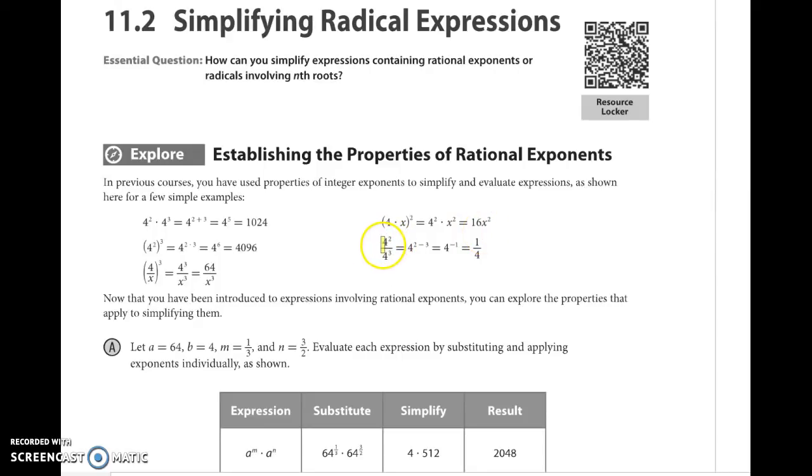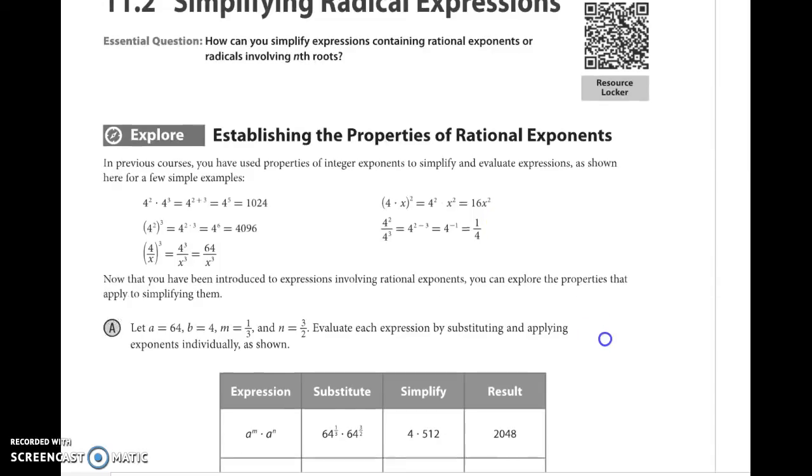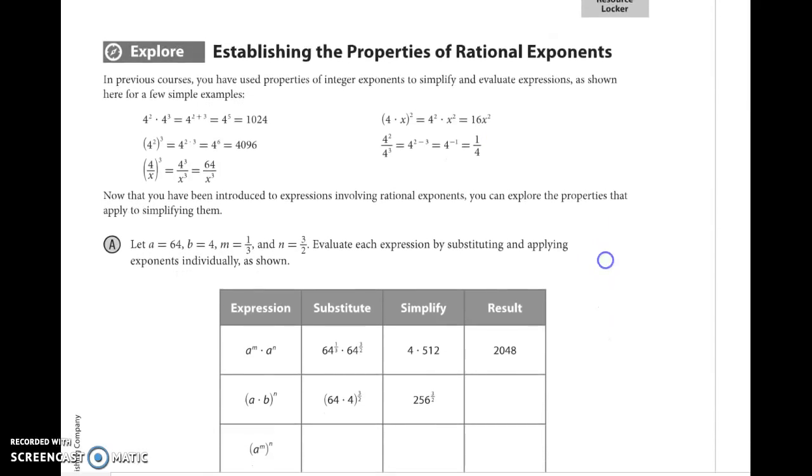For this one here, if we have 4 to the power of 2 divided by 4 to the power of 3, we can subtract the exponents and we actually get a negative exponent. And then remember, a negative exponent becomes positive when you bring it to the bottom, so that's why we brought 4 to the 1st power to the bottom, and we get 1/4. So we are going to use some of these properties.